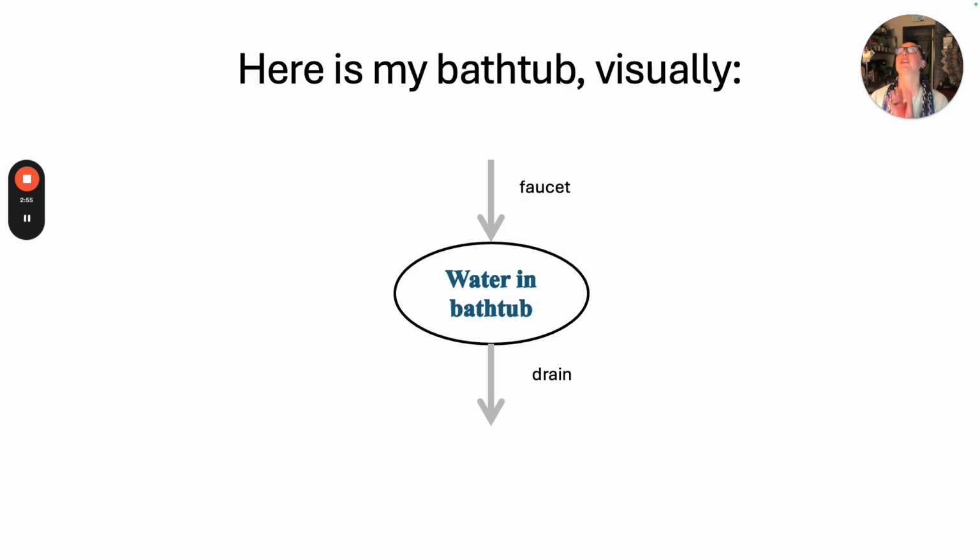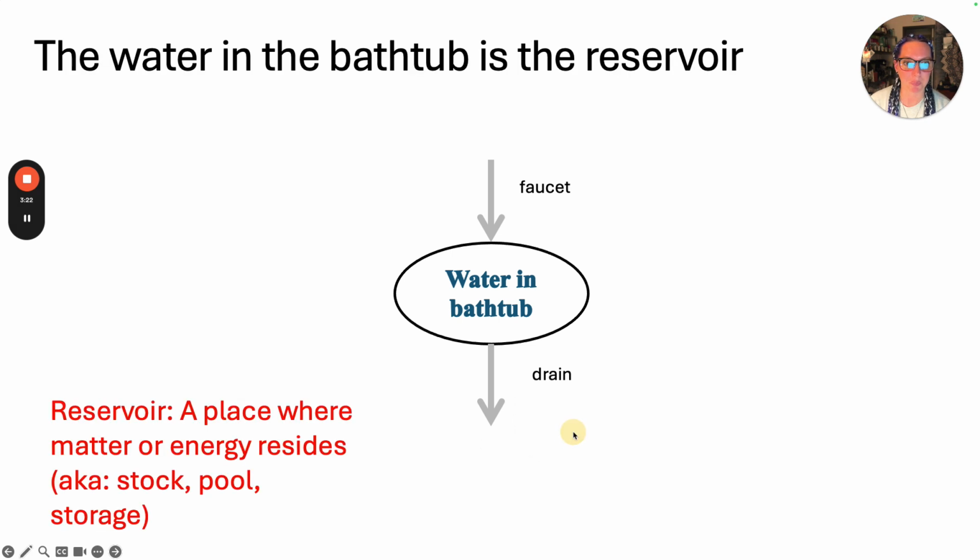So here's my bathtub visually, clearly not an actual oval. I'm not fancy enough to have a claw-footed bathtub, and I can't even formally fit in bathtubs because I'm too tall. But in a basic sense, you have a faucet, a bathtub, and a drain. You have water coming in, water being stored in a tub, and water draining out.